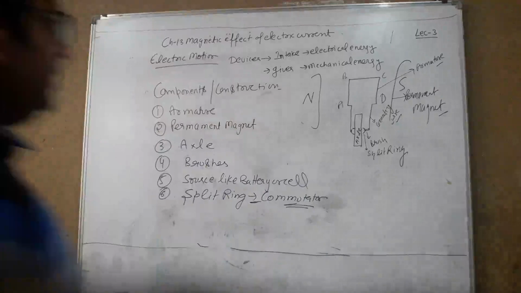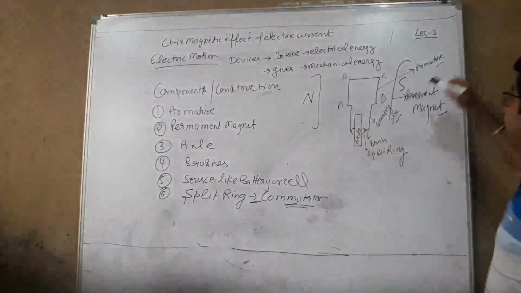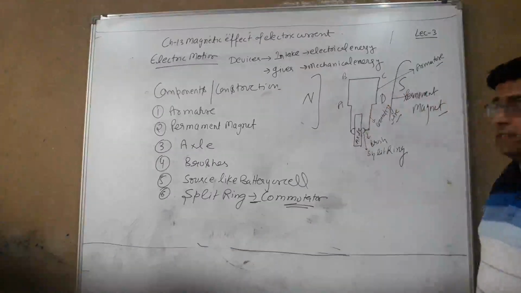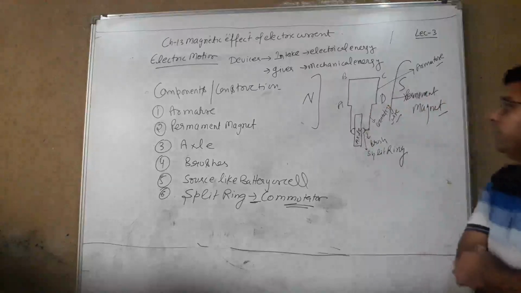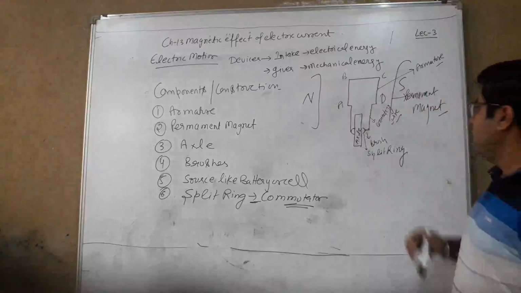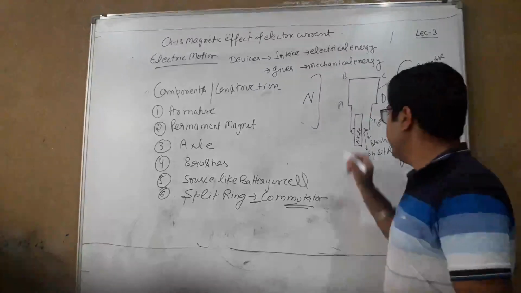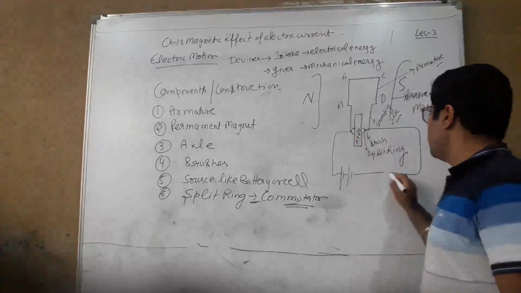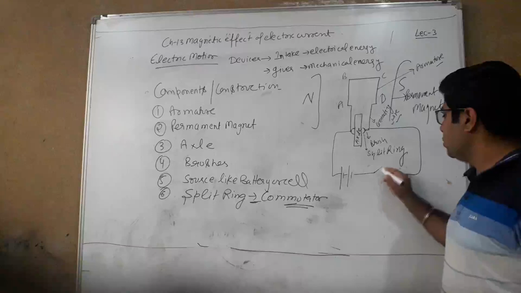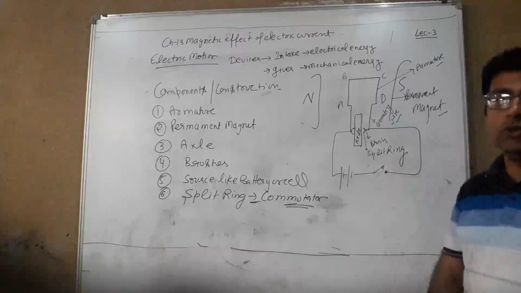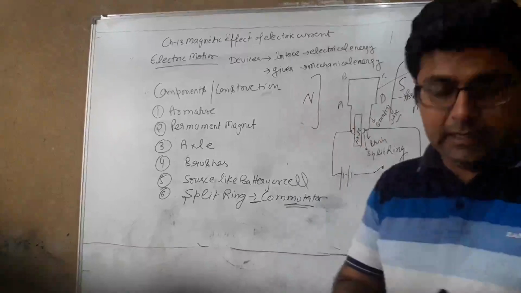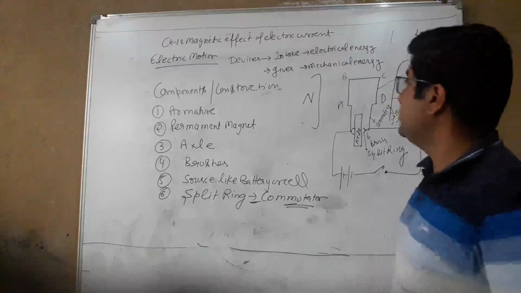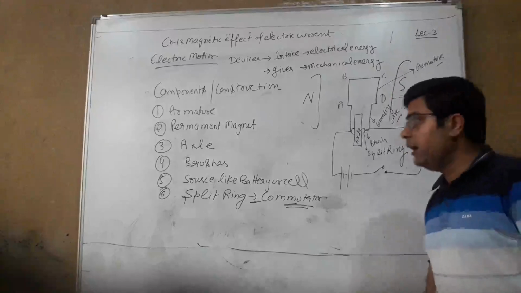Yeah. So I repeat, this is our permanent magnet, north and south. This is our armature. This rod is our axle, and axle is connected with the split rings, and split ring is connected with brush, and brush is connected with connecting wires, and similarly brush is also connected with the source. This source will provide electrical energy, because we are giving electrical energy and we are taking mechanical energy. This is the principle, you can say: it takes in electrical energy and gives us mechanical energy.